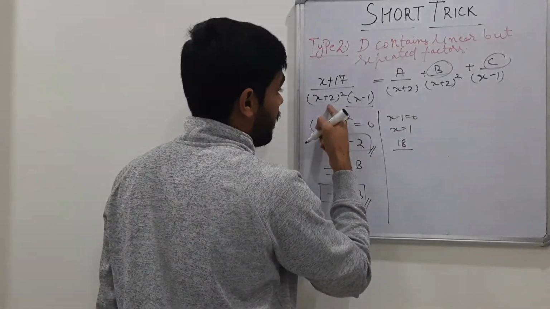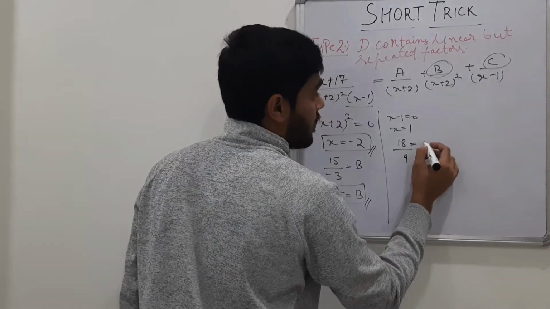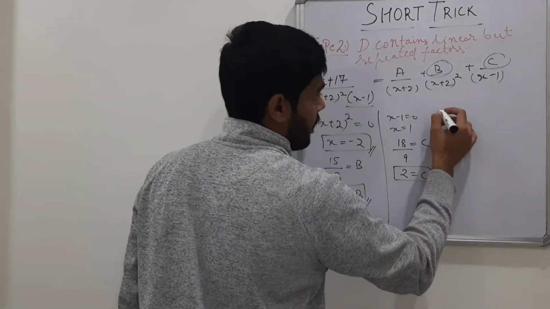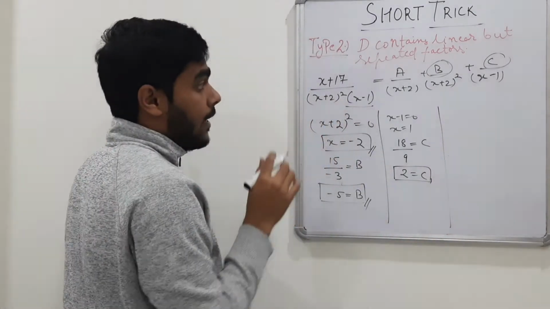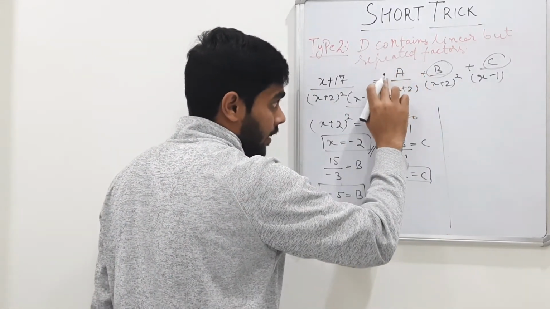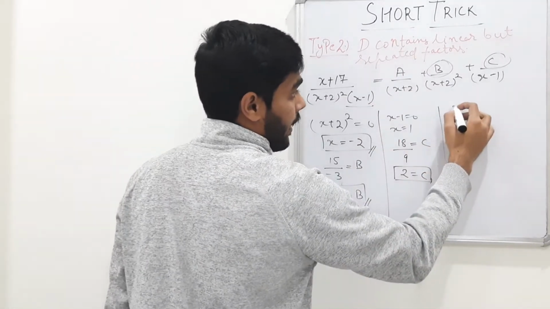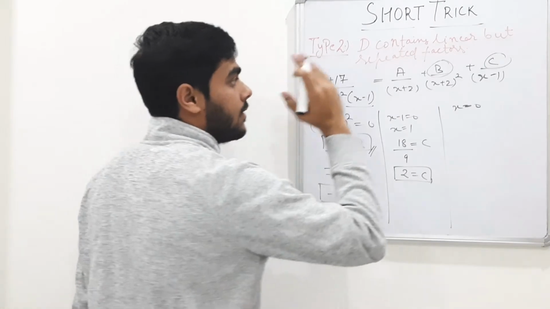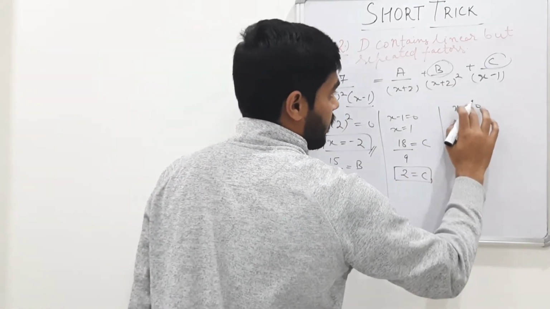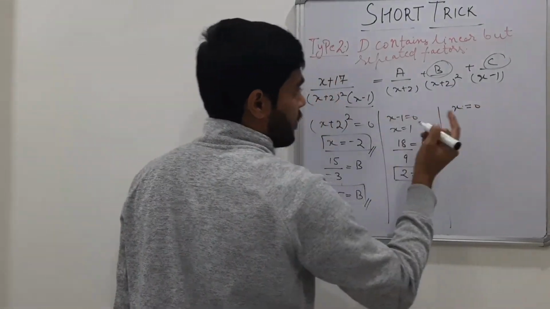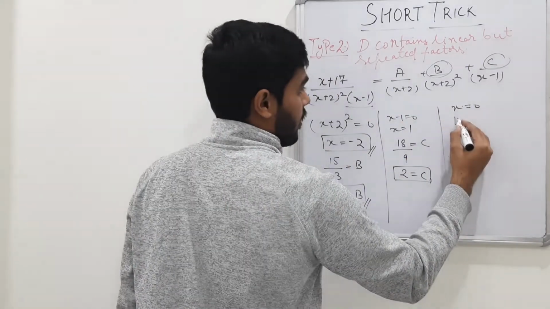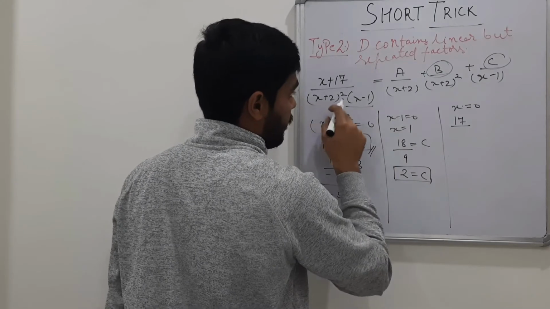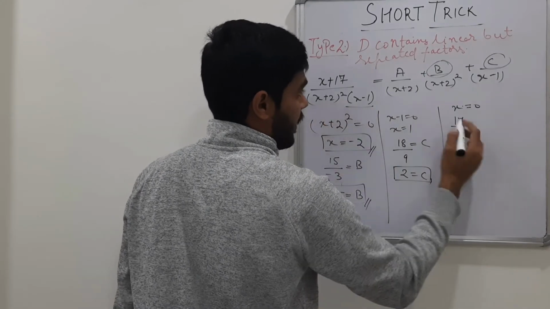1, 9. Yes. C, 2 equals to C. So now third. And in third, when you will find out A, you have to put x equals to 0 in the whole equation, in the left hand side also and in the right hand side also. So x equals to 0 both sides. So x equals 17 upon this is 4. This will be 4 and this is minus 4.